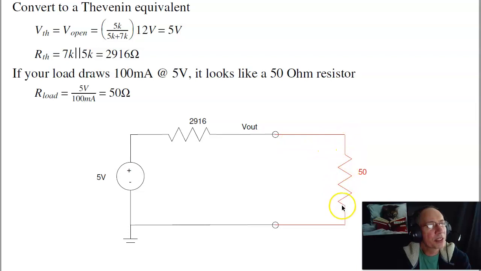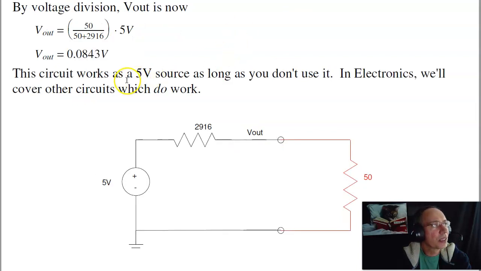When I connect a 50 ohm load across the output, what happens is by voltage division, I get R1 over R1 plus R2. The voltage goes from 5 volts settling down to 0 volts. This output impedance is too large to drive 50 ohms, so likewise, it doesn't work. This is a DC to DC converter that works as long as you don't really use it. So likewise, you're getting 0.08 volts.